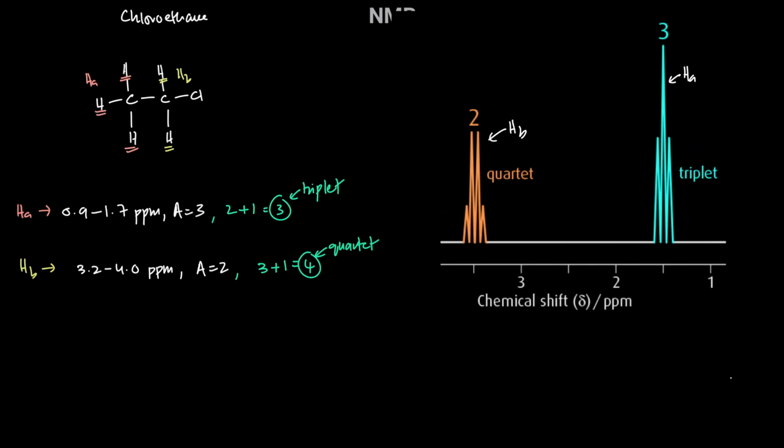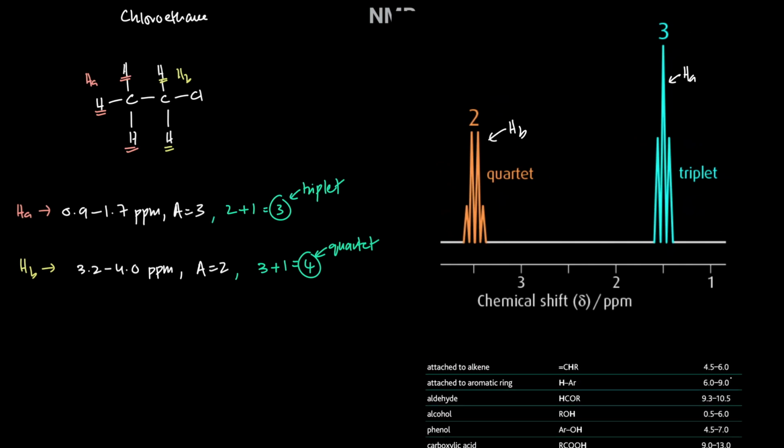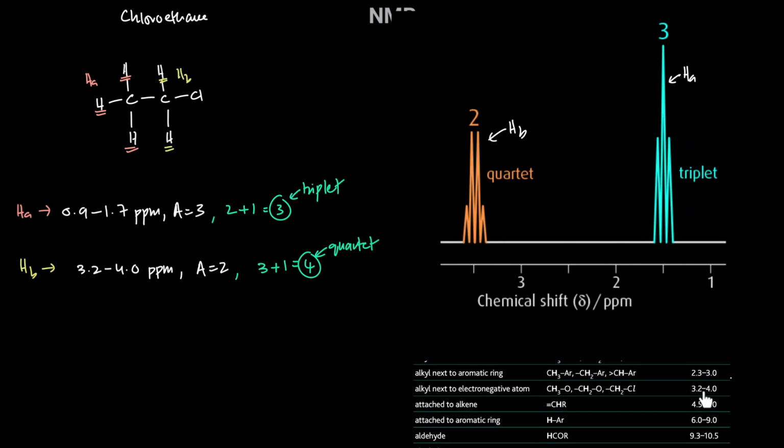And then the other type of proton that we had here was HB, the CH2 protons. HB is a proton bonded to a carbon that's bonded to a chlorine. So the carbon is bonded to an electronegative atom, and it shifts in the range 3.2 to 4.0 parts per million. The relative area is 2 because we have 2 protons in that environment. And the splitting pattern is a quartet because the neighboring carbon has 3 protons. So n is equal to 3, and it splits into n plus 1, that is 4. So that's going to be a quartet.